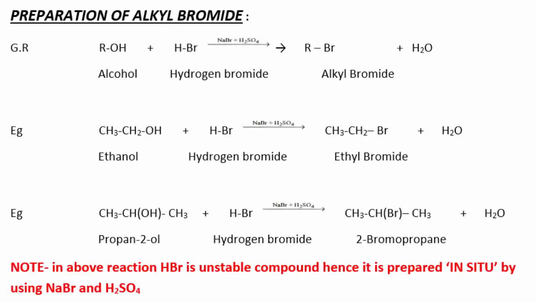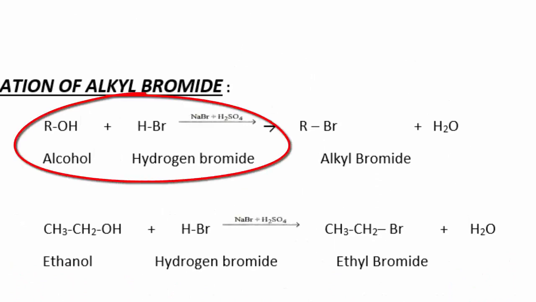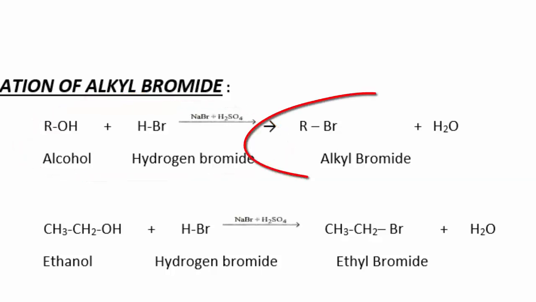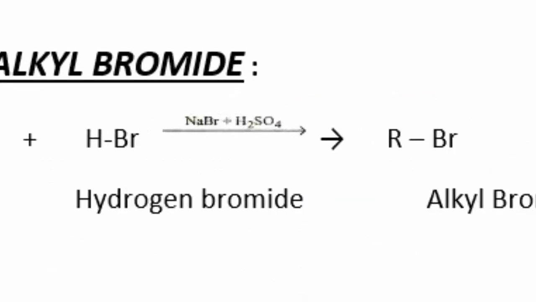Preparation of alkyl bromide. For the preparation of alkyl bromide, we are taking alcohol and hydrogen bromide. The reaction between alcohol and hydrogen bromide gives alkyl bromide with the elimination of water molecules. In this reaction, you can see some reagents written on the arrow, that is NaBr and H2SO4. These NaBr and H2SO4 are not catalysts, but reagents used to prepare the hydrogen bromide.